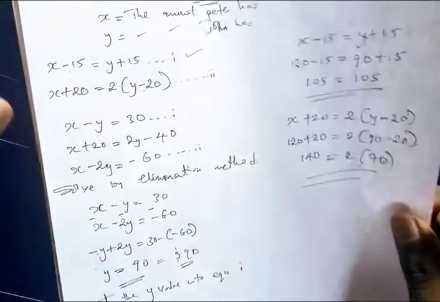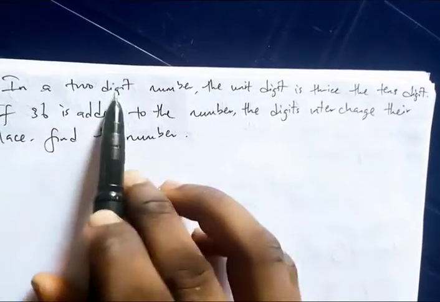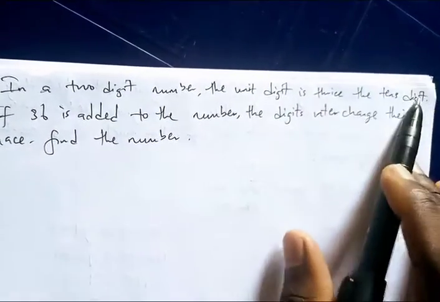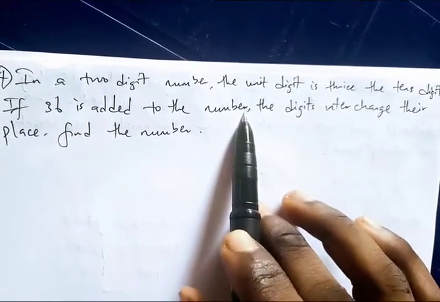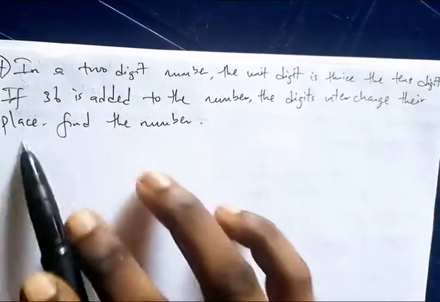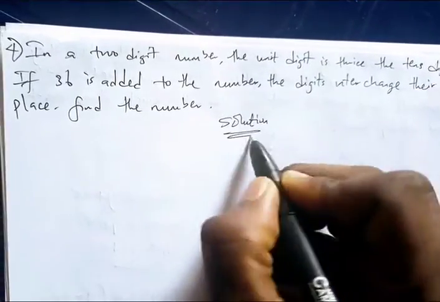Now we move to the fourth question here. In the fourth question, we have that in a two-digit number, the unit digit is thrice the tens digit. If 36 is added to the number, that is the two-digit number, the digits interchange their place. Find the number. Okay, solution.